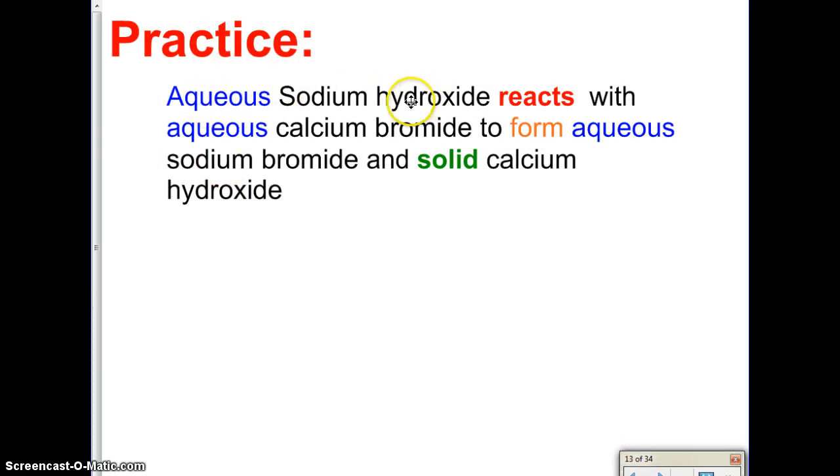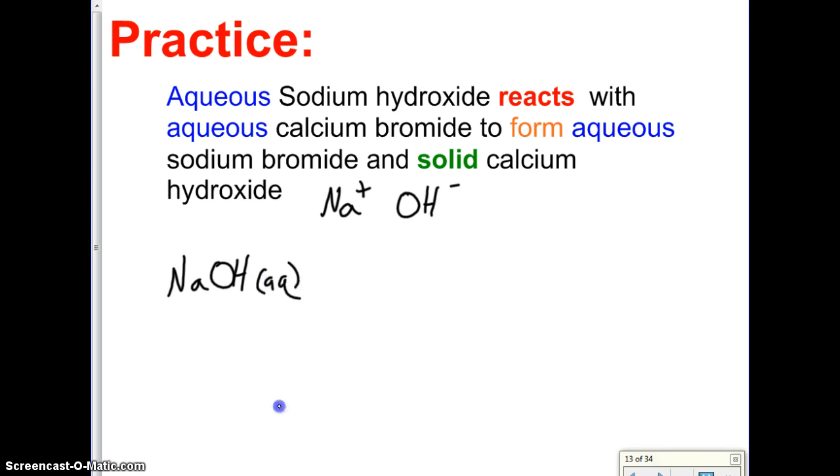We have aqueous sodium hydroxide. Okay, well, sodium hydroxide, if we go back and look at it, sodium is Na+1, hydroxide is OH minus, so if we cross and swap, we're going to get NaOH. And of course, you're always welcome to put hydroxide in parentheses to identify your polyatomic ion. That's up to you. And of course, we do have aqueous, so aq in parentheses. Reacts with is our plus sign.